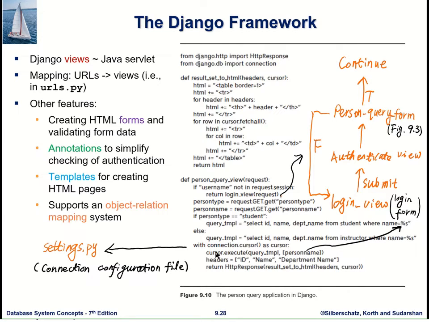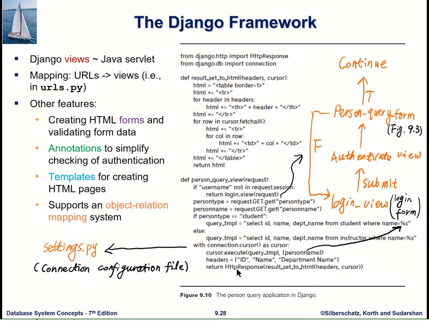So after that, we get a table. The cursor will point to the first line of that table, and now we are ready to output the result. So here we use these two lines to do that. First one, we create the headers. The headers don't depend on whether it's a student or instructor. They have the same three attributes: ID, name, and dependent name. So that's why we prepare the headers. Okay, the header related to table head. And after that, we call this function.